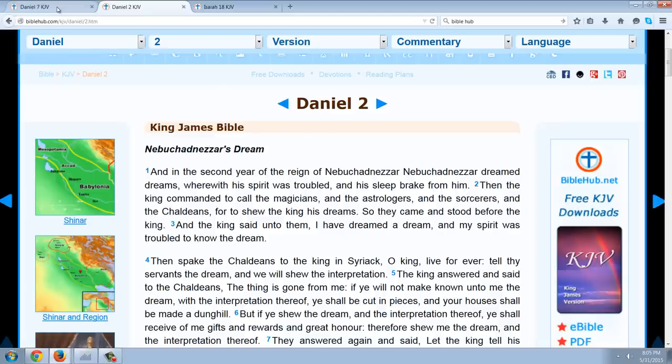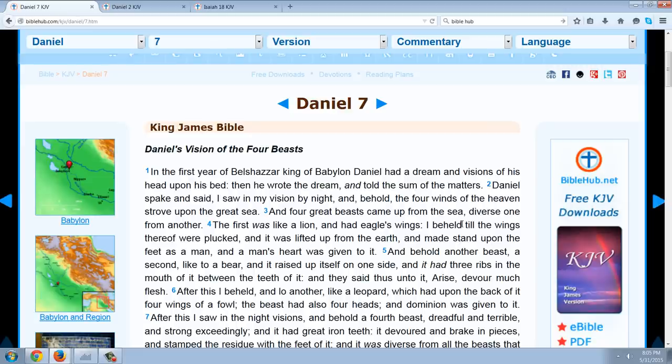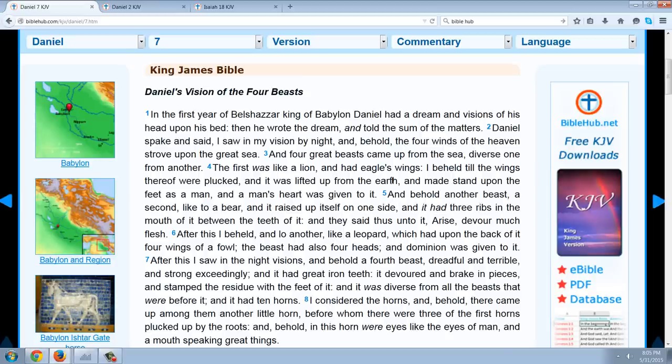And this is what Daniel 7 is about. Now, Daniel 7 is about the kingdoms that will rule the earth before the second advent of Christ. And one of the kingdoms is the same. It's the Roman or the revived Roman Empire. But let's look and see what these kingdoms are, which are going to be in power when Christ returns, up until his return. "In the first year of Belshazzar, king of Babylon, Daniel had a dream and visions of his head upon his bed. Then he wrote the dream and told the sum of the matters."